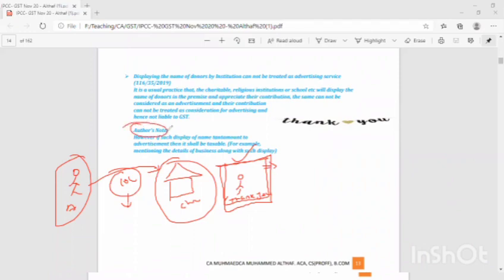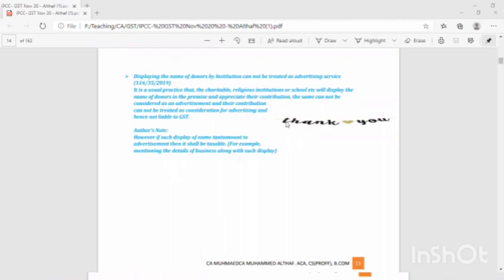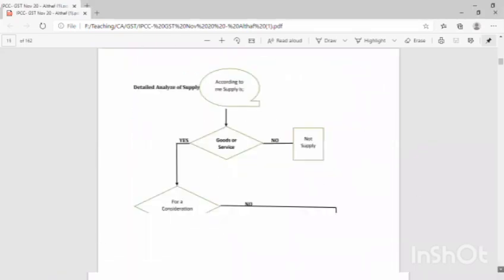But my opinion is that if any business element is there, for example, while putting the banner of Mr. A, they also give a description that A Limited is the company of Mr. A or his business organization. If they put A Limited's information also, we can call this an advertisement actually. In that case, in my opinion, it will be chargeable to GST. Anyway, as a student, you have to just write that this is not liable to GST. That is another thing you have to understand.